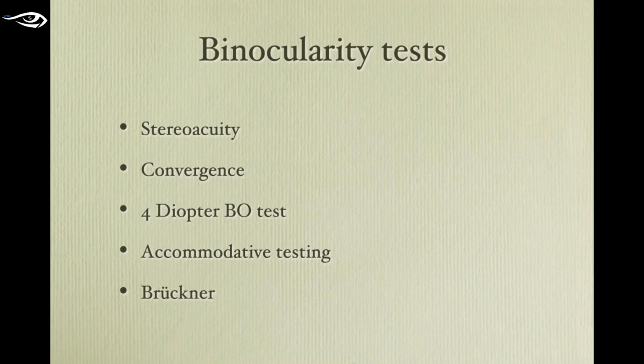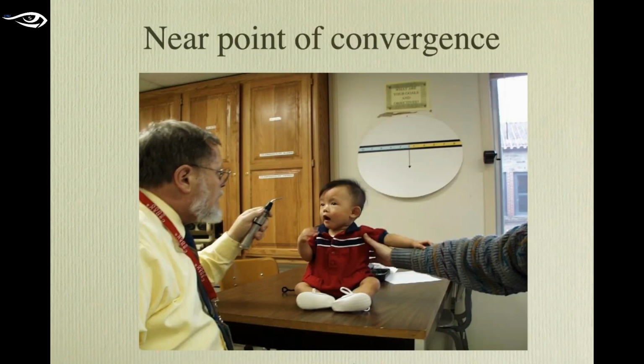Finally, Brückner test. I'm going to talk more about Brückner in a minute. So again, there's the pen light. You move the pen light in, NPC. Again, I'll either use a pen light or a toy, or often I'll do both.